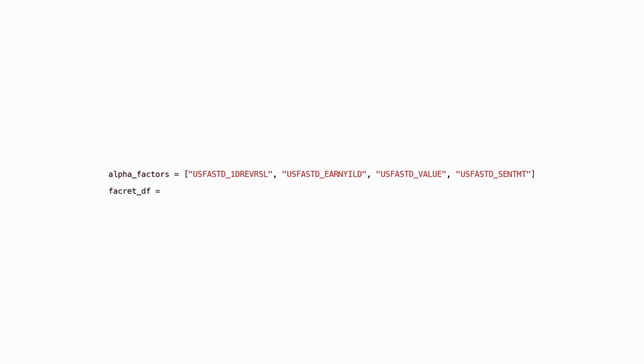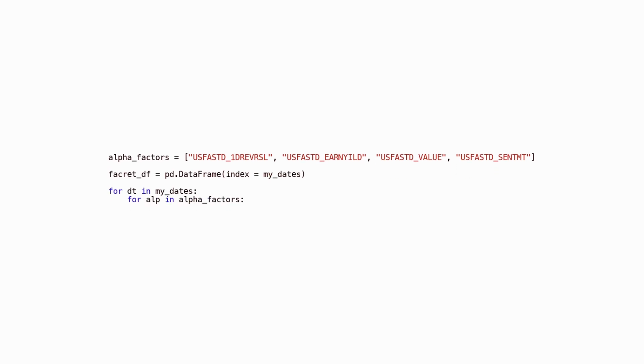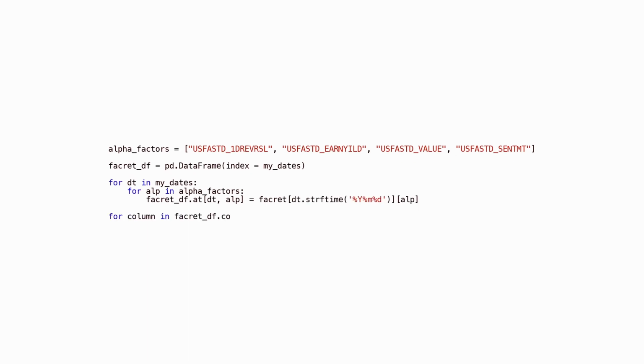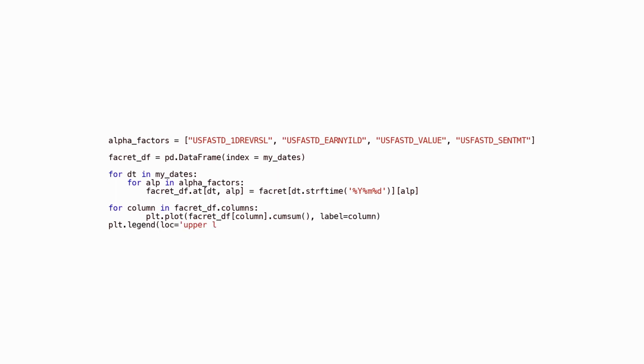This Python code creates a list of alpha factors used in financial analysis and assigns them to a variable called alpha factors. It then uses the pandas library to create a new data frame called facretDF with the dates as the index. The code then loops through each date in the list of dates and each alpha factor in the list and assigns the corresponding return value for each factor on that date to the facretDF data frame.